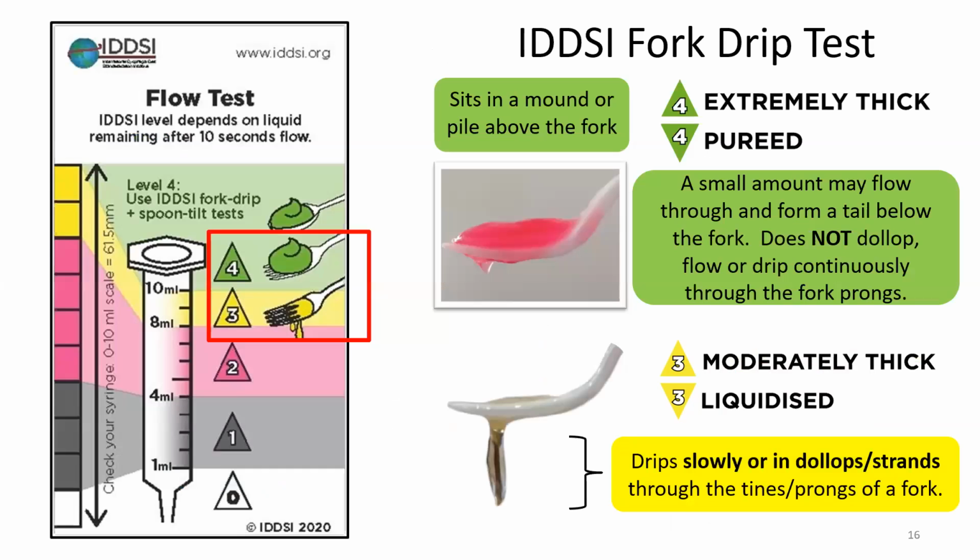Next slide, please. So the first of these additional tests is the IDDSI fork drip test. This test confirms whether a liquid is behaving more like a level 3 moderately thick liquid or like a level 4 extremely thick liquid. Level 3 liquids will drip through the tines of the fork in dollops or strands, whereas level 4 liquids will mound on top of the fork and won't drip through.